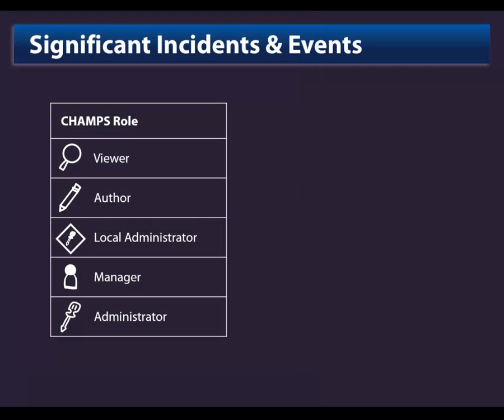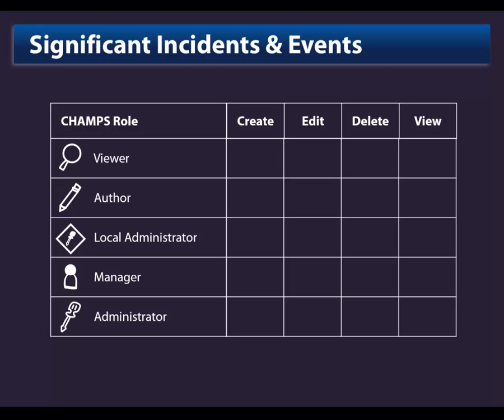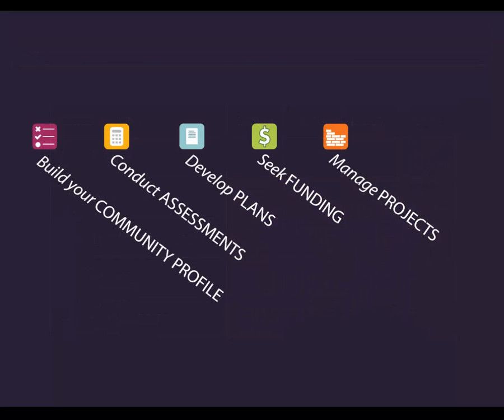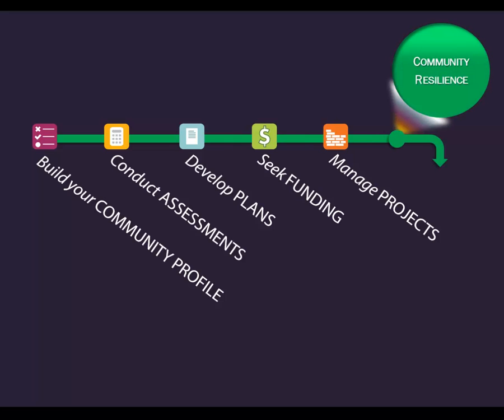In the SIEs submodule, all of the roles are able to view significant incidents and events for their community, while the author role and above are able to create, edit, and delete these events. So this sums up the 5 different submodules that are located in the community profile. So think about the community profile as the basis for a lot of the other actions that need to occur within your resiliency building process.